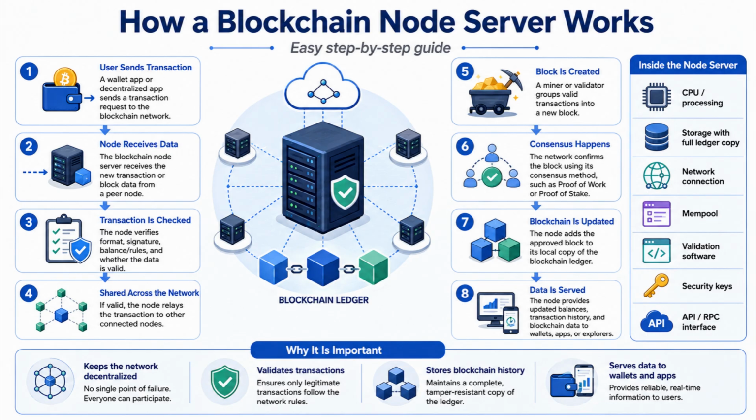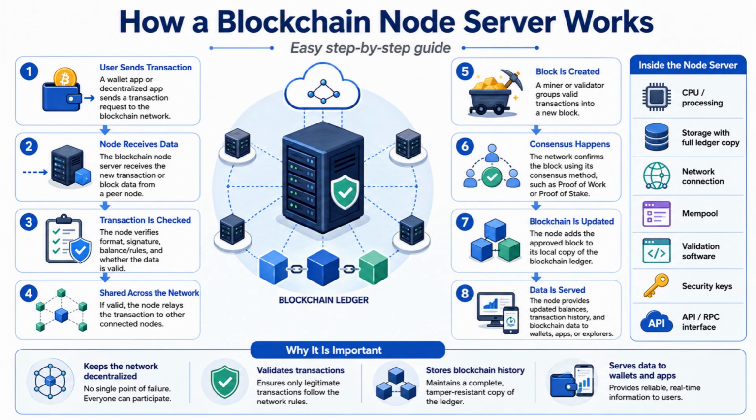After that, the node checks the transaction carefully. It verifies the transaction format, confirms the digital signature, checks the account balance or network rules, and makes sure the transaction is valid. This step is very important because invalid or suspicious transactions should not be accepted into the blockchain.